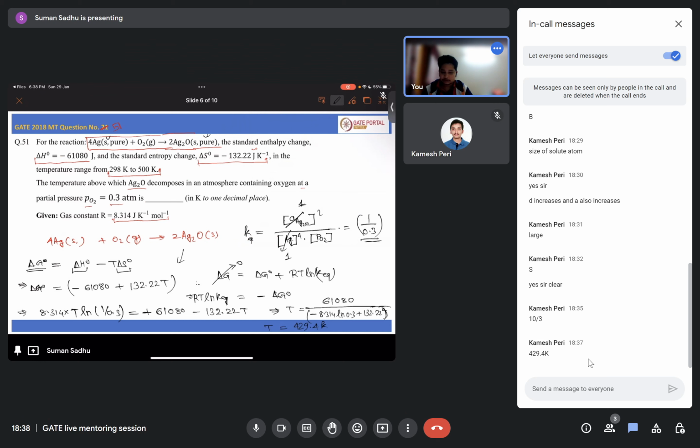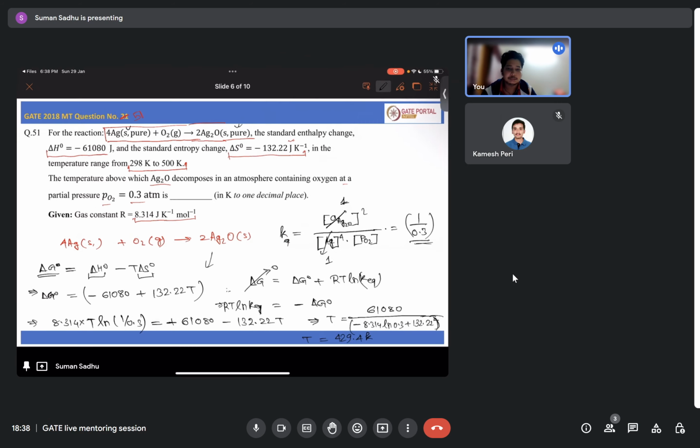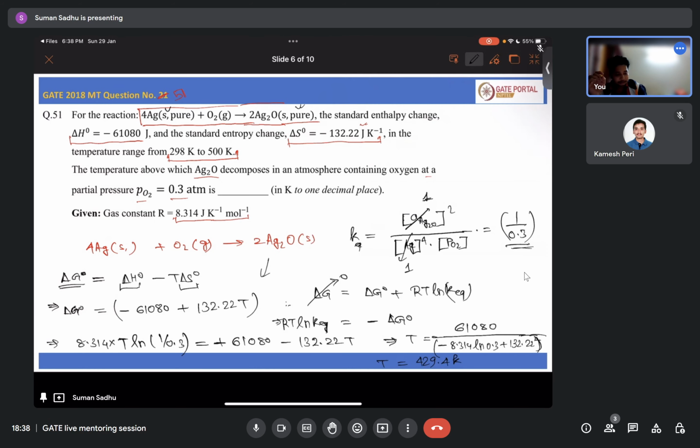So it has asked what should be the temperature above which. Now at this temperature it is at equilibrium, and if you go above this temperature, the decomposition of Ag2O will occur. So the answer will be 429.4 Kelvin. Okay, is it clear?